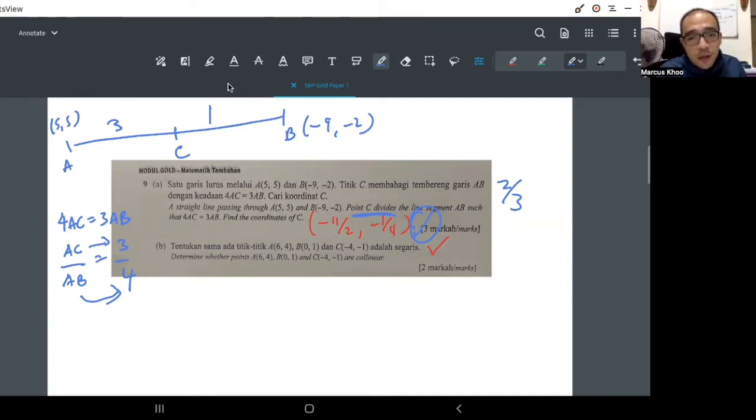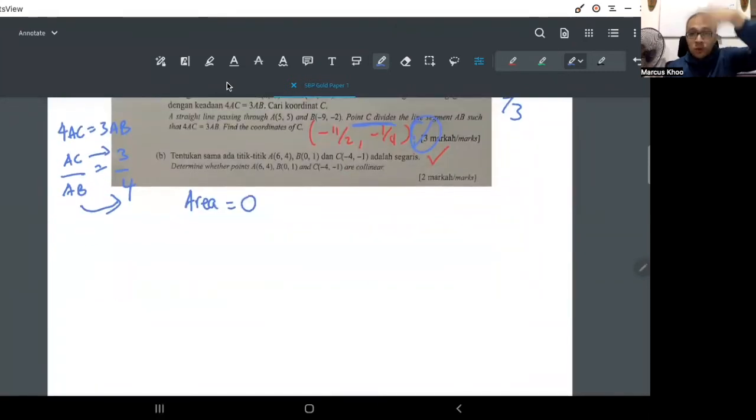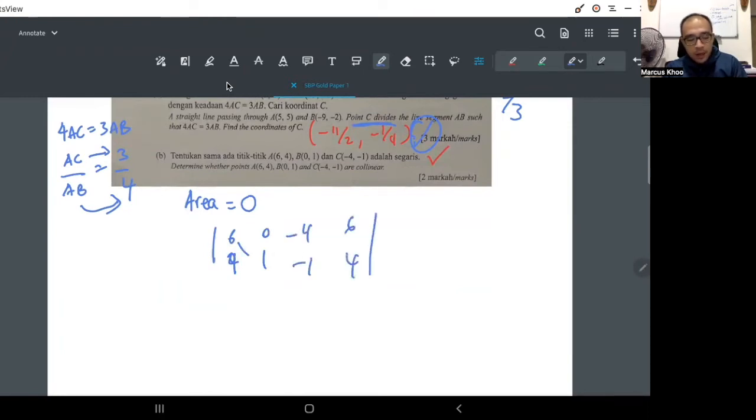Determine whether the points A, B, and C are collinear. So if you want to determine whether 3 points are collinear, it means that you need to determine whether the area is 0. So this is the down, down, down, and then the up, up, up formula. The one where you arrange 6, 4, 0, 1, negative 4, negative 1, and then 6, 4 again. Then it is the down, down, down, and then the up, up, up.